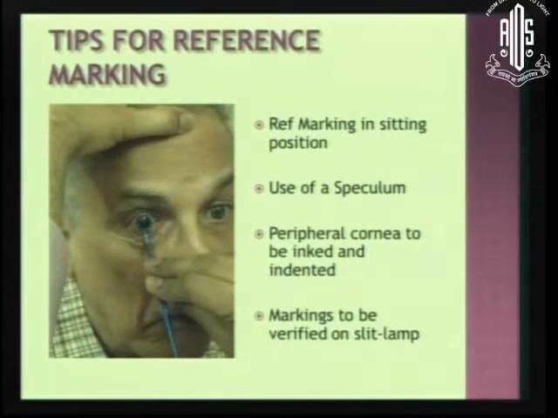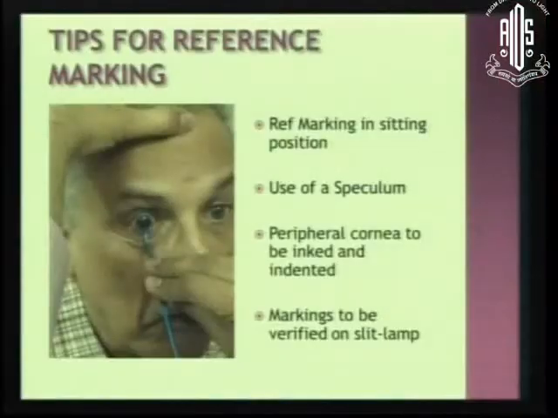Now some small tips for reference marking. I don't want to teach you how to make a reference mark or how to put an axis mark. But always do the reference marking in the sitting upright position. Do not make it lying down, so that you reduce the cyclotorsion in the first place. Very often I've seen people struggling to put the mark and the patient is blinking away. Don't be afraid, just put in a small wire speculum. This is good for two reasons. It avoids the blink and it dries the cornea sufficiently for you to be able to make the mark.